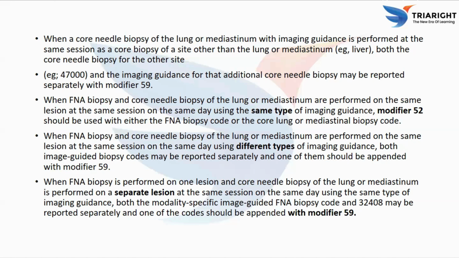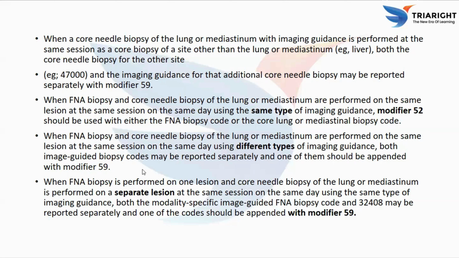Scenario 2 is FNA plus core biopsy on the same lung lesion in the same session, using the same type of imaging guidance. For example, the doctor does a CT guided FNA of a lung mass and a CT guided core needle biopsy of the same lung mass. What is the coding rule? You report both procedures, but you append modifier 52 to one of the biopsy codes. Why modifier 52? Because imaging guidance was performed once. Both procedures use the same needle path and same guidance, so the second service required less additional work.